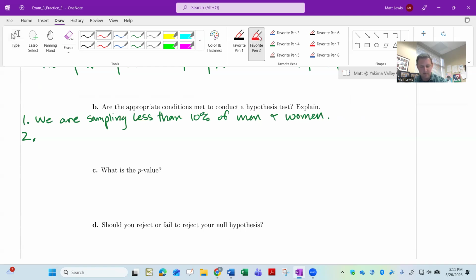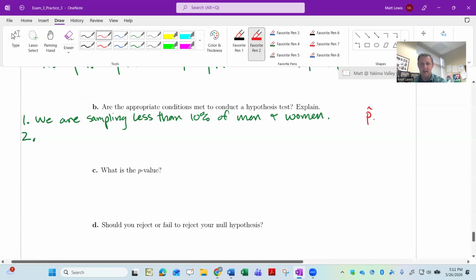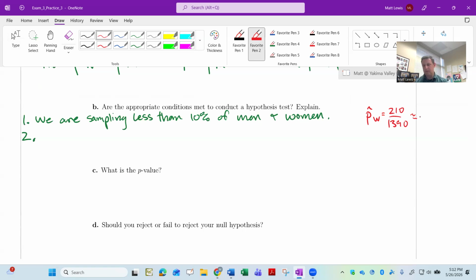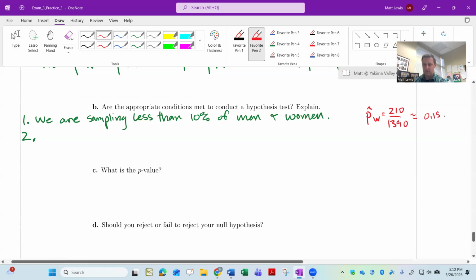So let's keep in mind, I'm just doing this over on the side. We can calculate the sample proportion for women. That's 210 out of 1390. When I do that, about 0.151. And I can do that for men too. 179 out of 1400. So 0.128. So clearly a difference between them.